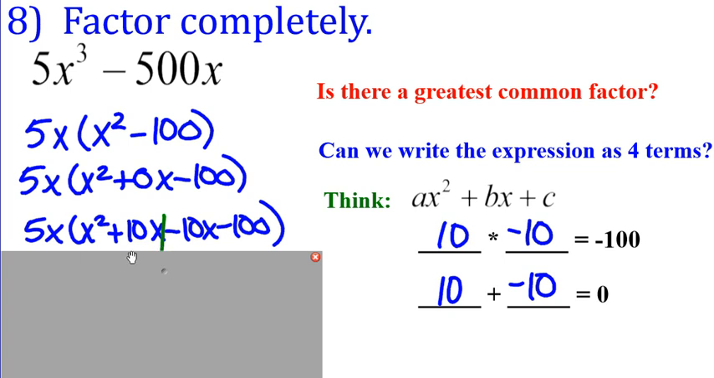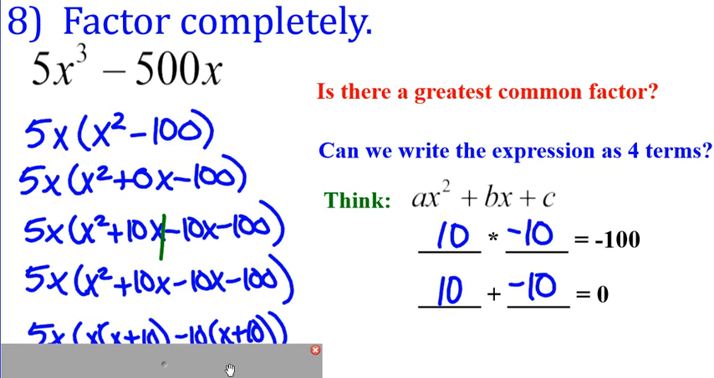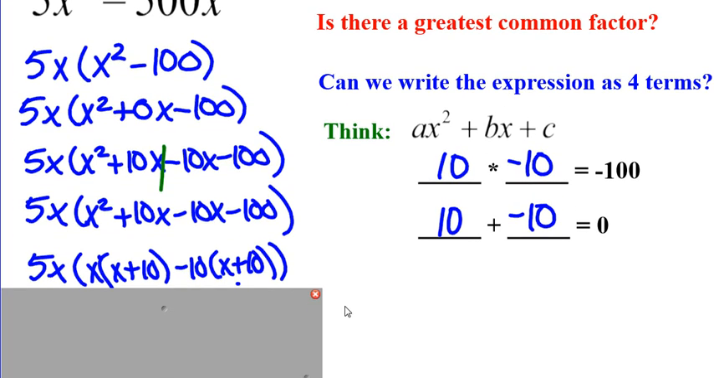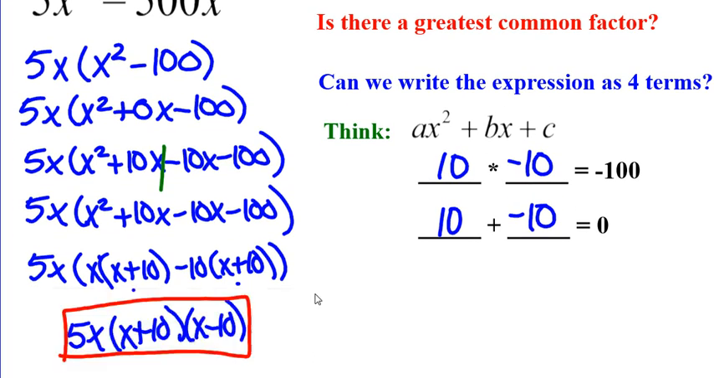And the first pair has an x in common we can divide out. So we'd have x times x plus 10. The second pair has a negative 10 we could divide out. So we have negative 10 times x plus 10. So again, we're looking to see, are they being multiplied by the same amount? And they are. So I can rewrite it as 5x times x plus 10 times x minus 10.